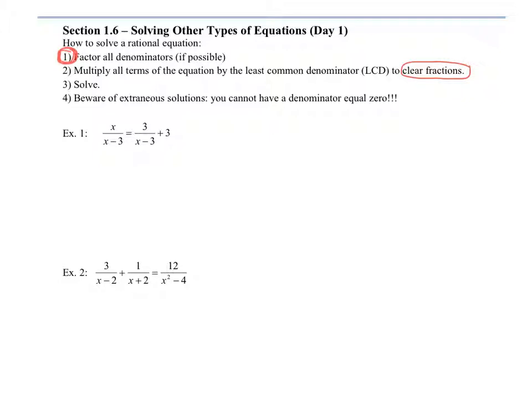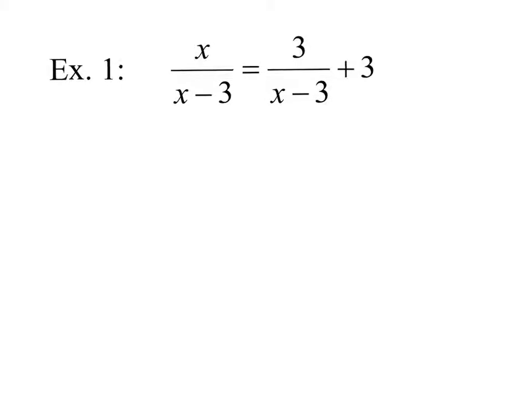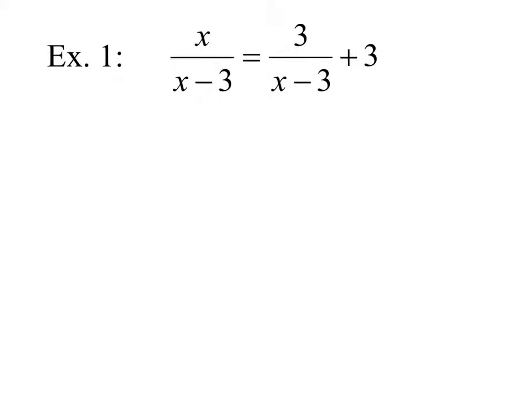Then we're going to solve, and then another really important thing is to beware of extraneous solutions. Sometimes when you clear fractions, this introduces answers that actually make our denominator equal to 0. But you know that denominators can't equal 0, so in that case you have to cross out that solution. We'll talk about that once we get to it, okay? So for the very first example, what I'm going to do first is write this and spread it out a little bit so I have a little bit more room to work.